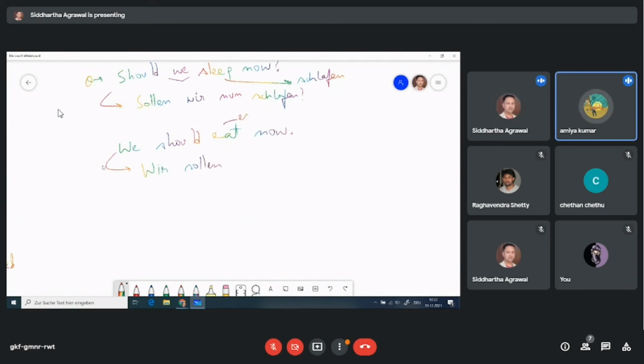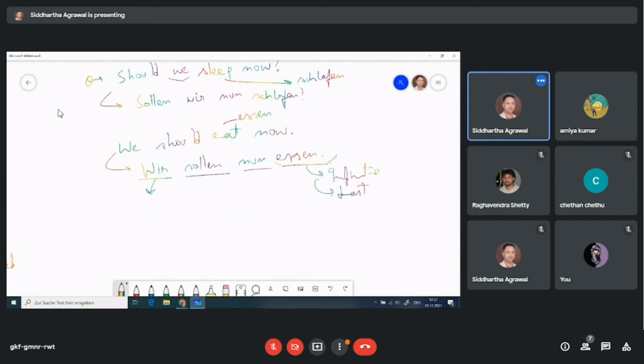This nun is essen. Yes, nun essen. Absolutely right. Perfect. Just to revise, wir is for we. Sollen is the conjugation form of the third person, that is wir, and nun and essen is coming as the infinitive in the last position. Infinitive in last position. Perfect.